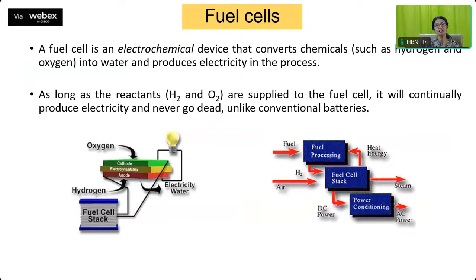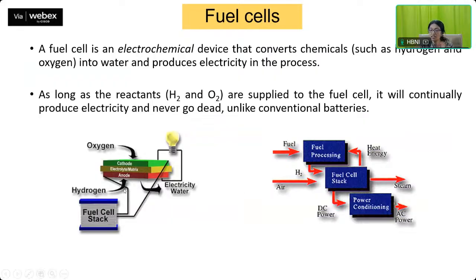So theoretically, as long as the reactants, hydrogen and oxygen, are supplied to the fuel cell, it will continually produce electricity and never go dead, unlike conventional batteries. If you have a fuel cell stack, you have the cathode and the anode. At the anode, hydrogen is moving in; at the cathode, oxygen is moving in. You have an electrolyte in a matrix, and ultimately you have generation of electricity, and the byproduct is only water. As long as you have the reactants going in, it will continuously give you power. It will always give you electricity.